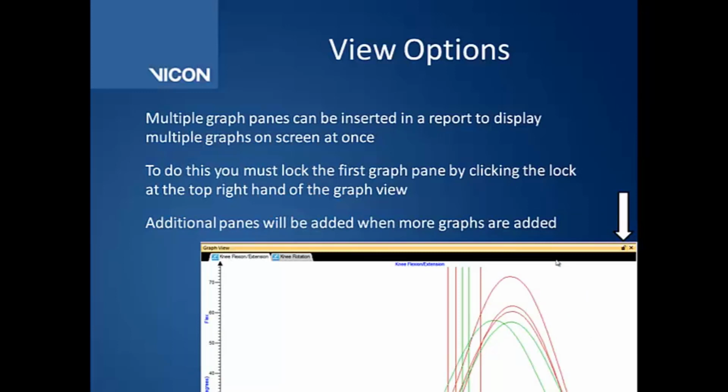You can add multiple graph panes all at once into a report. If you wanted to display multiple graphs on screen at once and thumbnails just won't work, you have to lock the first graph pane, as shown by the arrow. And once that graph pane is locked, every time that you add in a new graph, it'll be an additional pane. So if you just double click the next output, it'll add a whole new pane in for you rather than just extra tabs in this view.